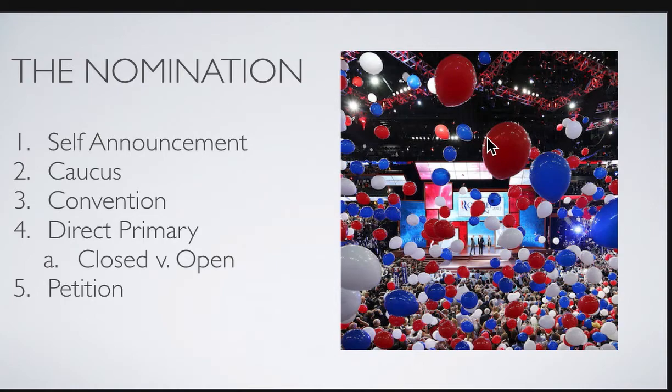The first nomination method is self-announcement. This is for anyone that wants to hold public office and announces their desire that they want to run and they want to be a candidate. Now, this is something that goes way back. It's probably the oldest form of nomination that we have.